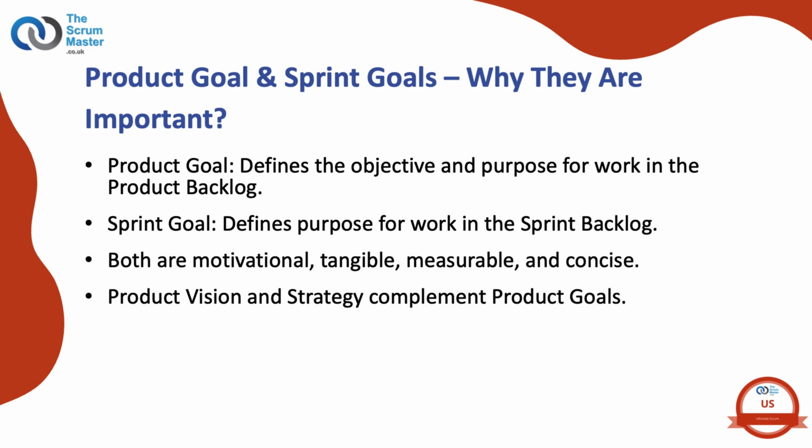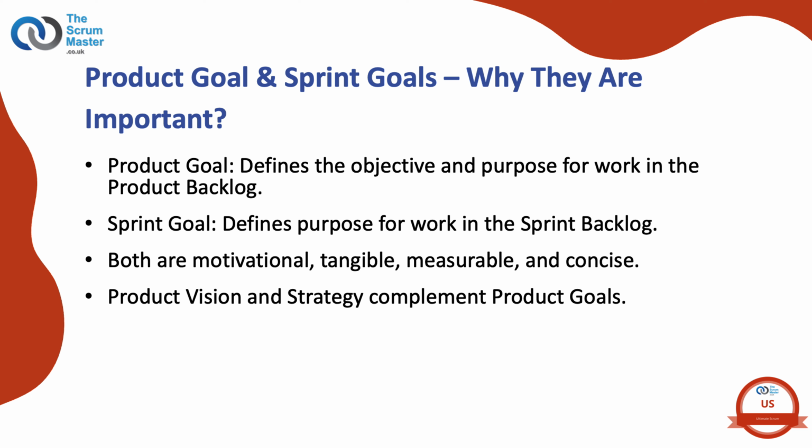Product goal. The product goal is a simple directional statement that defines an objective and purpose, the why, for the work in the product backlog. It should be motivational, directional, tangible, measurable, and concise. The product goal exists in the product backlog. Not every product backlog item in the product backlog needs to relate to the current product goal. There is only one product goal for the product backlog at any one time, although it could address multiple objectives. As each increment is produced, the product incrementally moves towards the product goal.